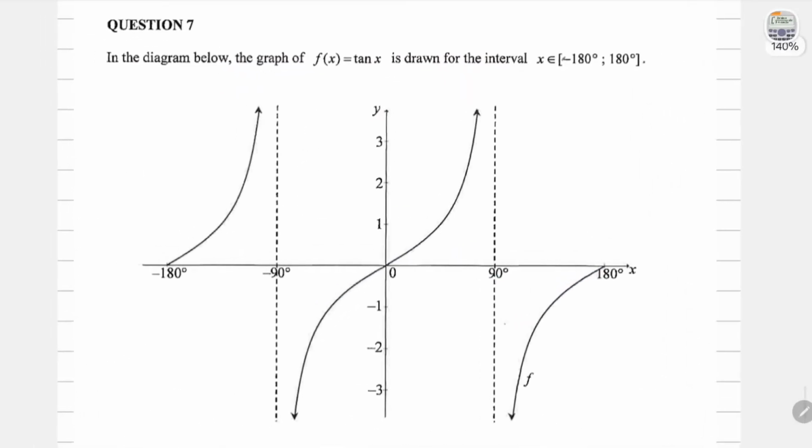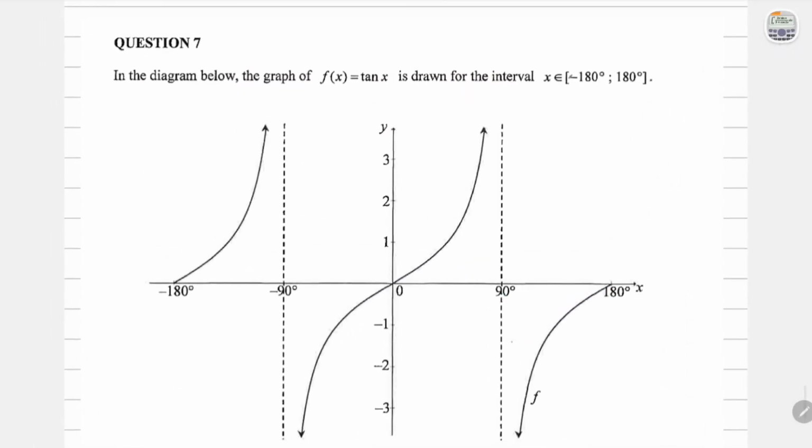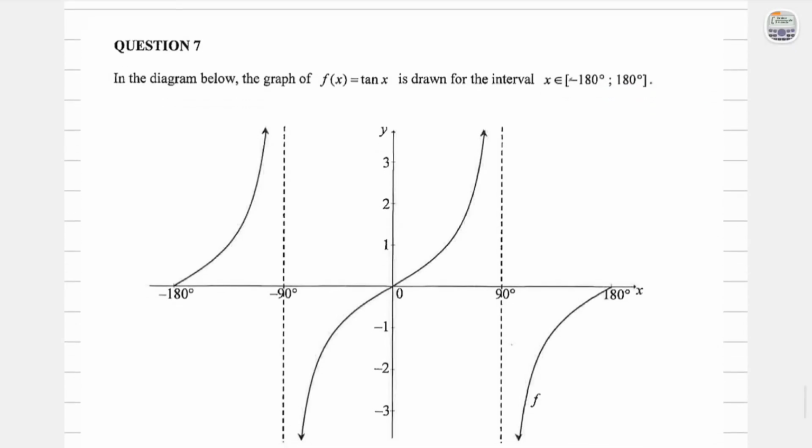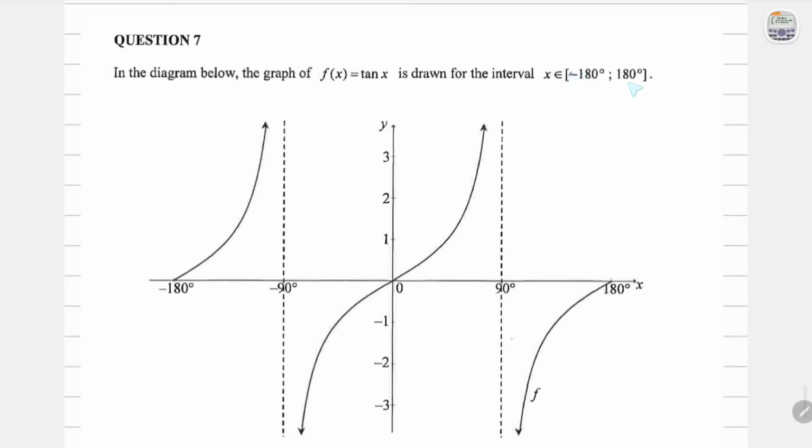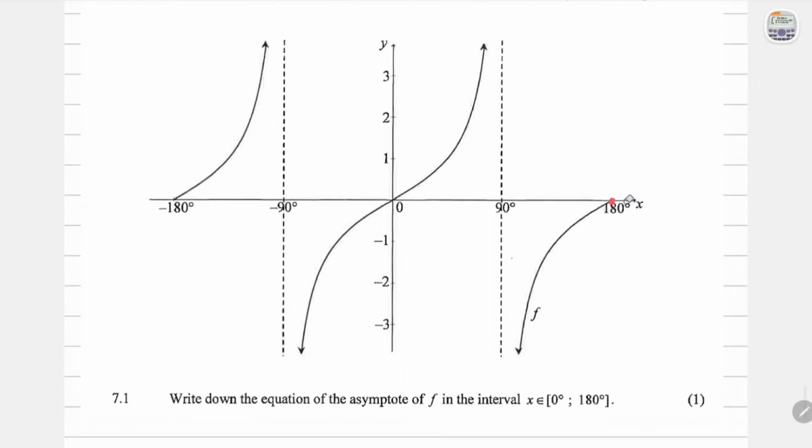Question 7 says, in the diagram below, the graph of f of x, which is equal to tan x, is drawn for the interval where x is an element of negative 180 degrees to positive 180 degrees. And note that they use square brackets, meaning these are actually included points. So negative 180 is an actual point on the x-axis. That coordinate being negative 180 degrees and 0.